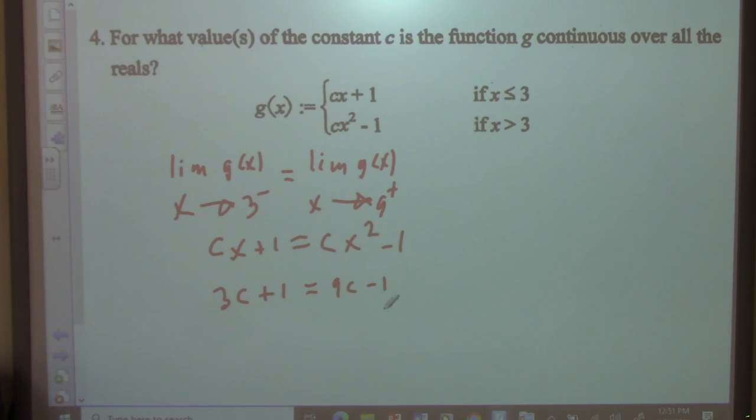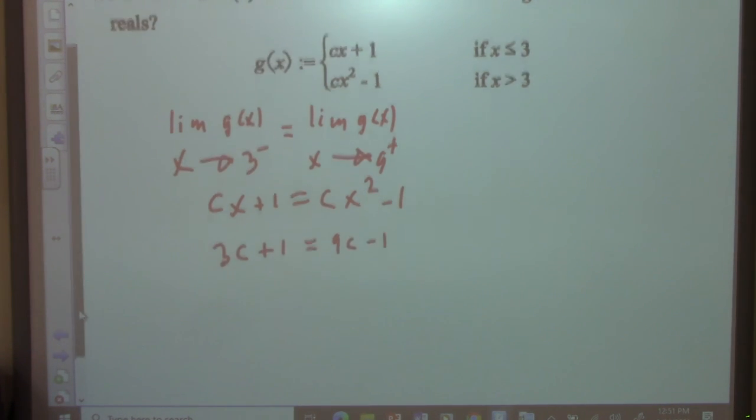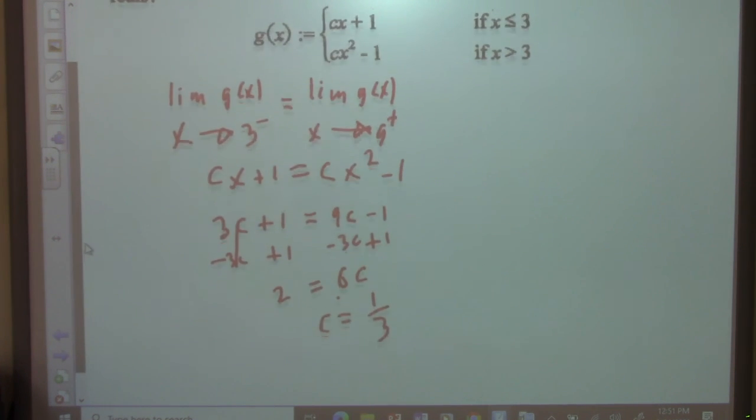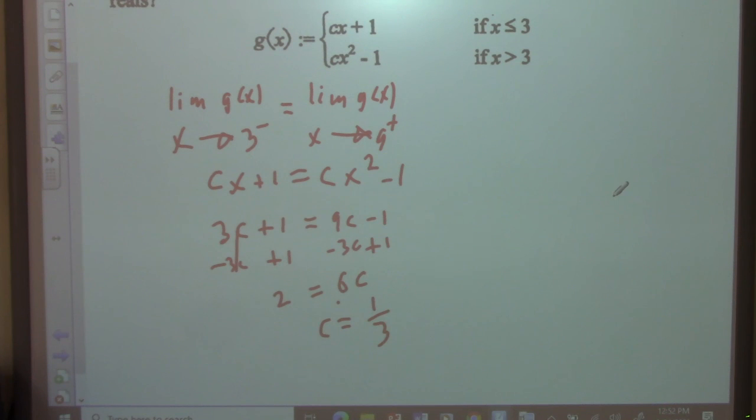So what do you get for this? 3c plus 1 equals 9c minus 1. If we add 1 here, subtract 3c here, subtract 3c here, we get 2 equals 6c, right? So c equals 1/3, is what I'm getting, right? That's c is equal to 1/3. But anyway, this is a good example of the type of problem we have. So if c equals 1/3, we can test to go back.